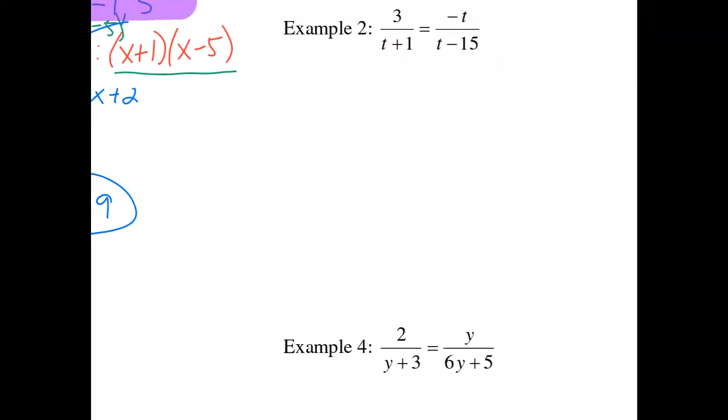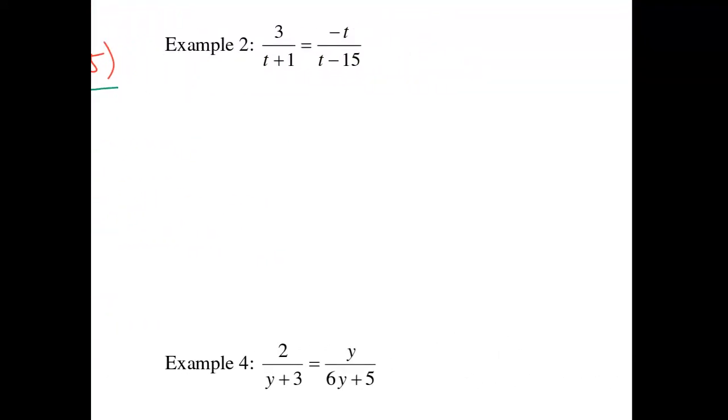All right, moving along over to example 2. So we see the same type of setup. Our denominators in this case are t plus 1 and t minus 15. They are already factored, so step 1 from above is done for us. So step 2 is to identify excluded domain values. So t cannot equal, in this case, if we look at the first one, a negative 1. And if we look over here, t minus 15, we can't have a positive 15 as an answer.